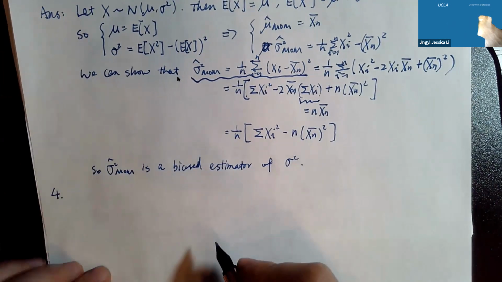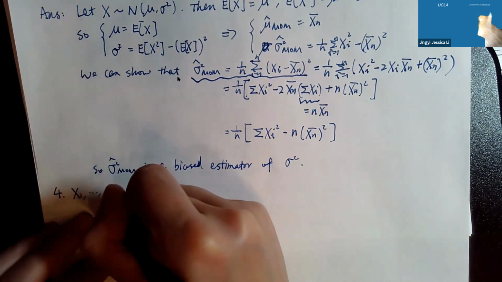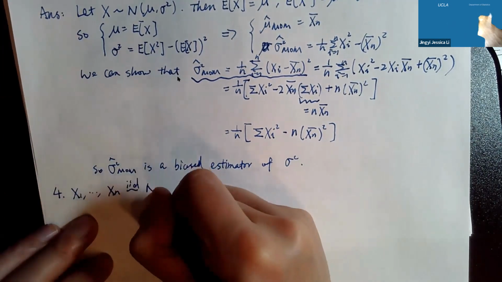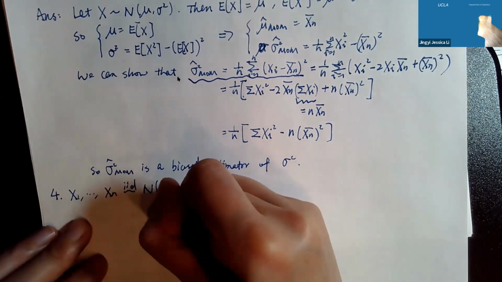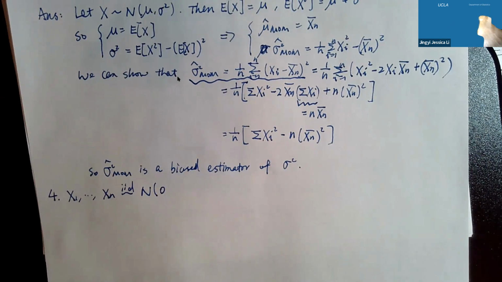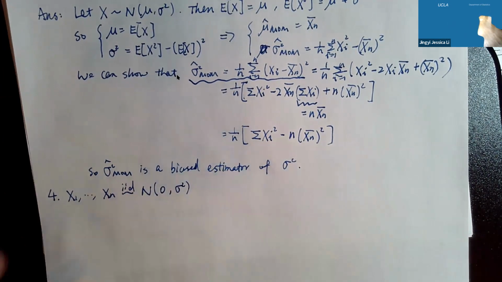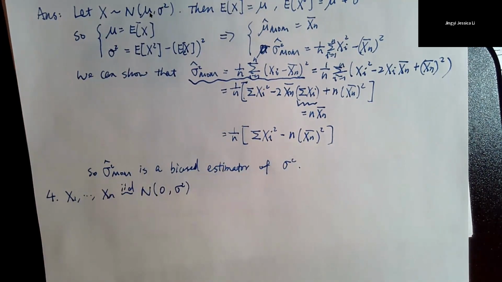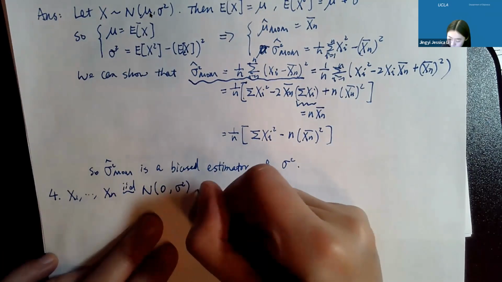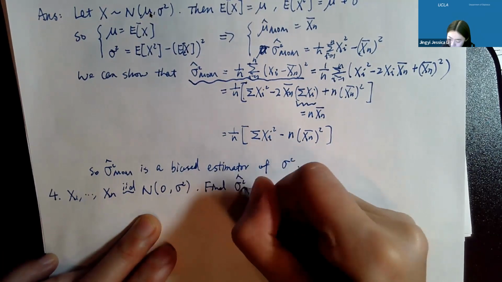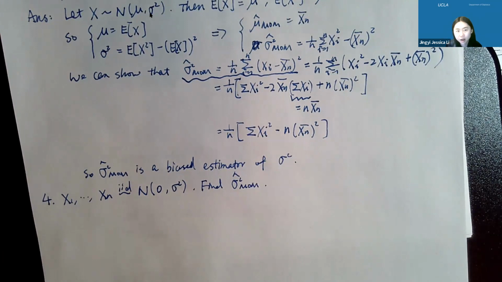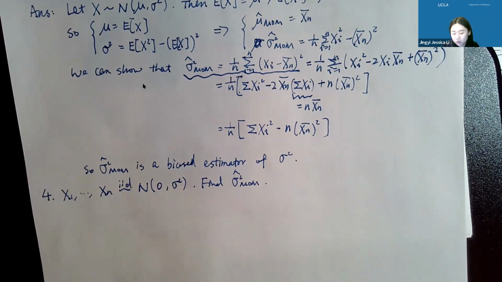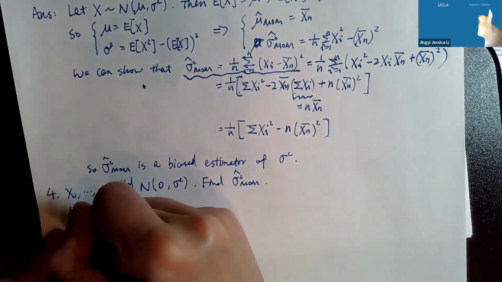In example 4, we have X1 to Xn IID from a normal distribution again. But now I'm telling you that I know the population mean is 0. I just don't know the population variance, which I denote by sigma square. Then I want to find sigma square hat MOM. This is a very interesting problem because compared to the previous one, you know more. You know the population mean. In this case, how would your estimator for the population variance be different? In terms of the method of moments, there actually is a difference. We're going to use the true mean we know.